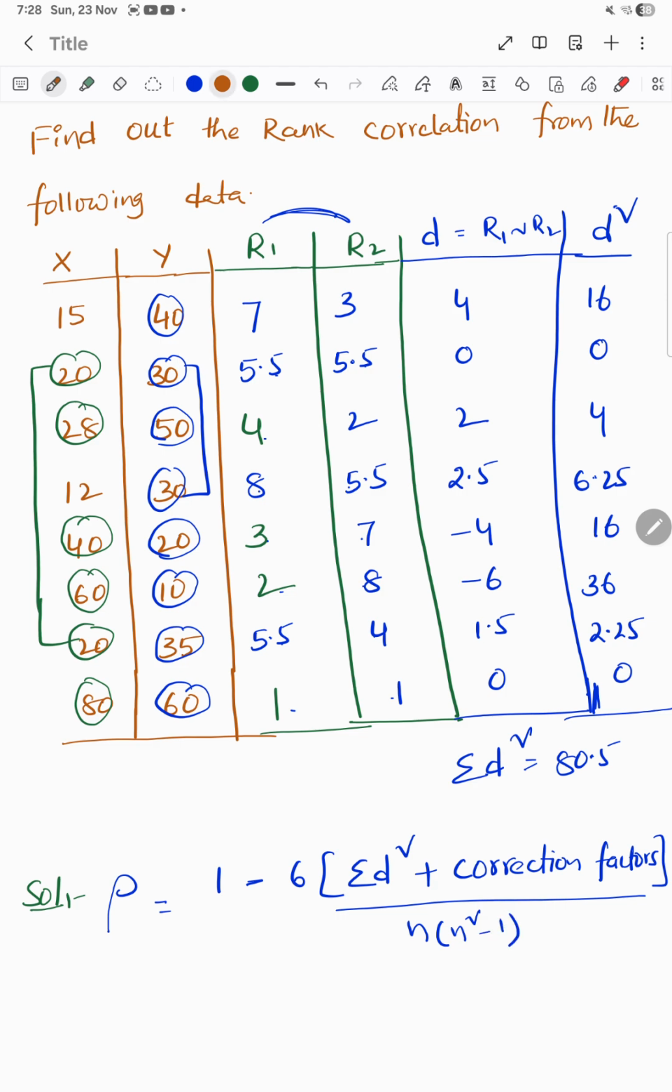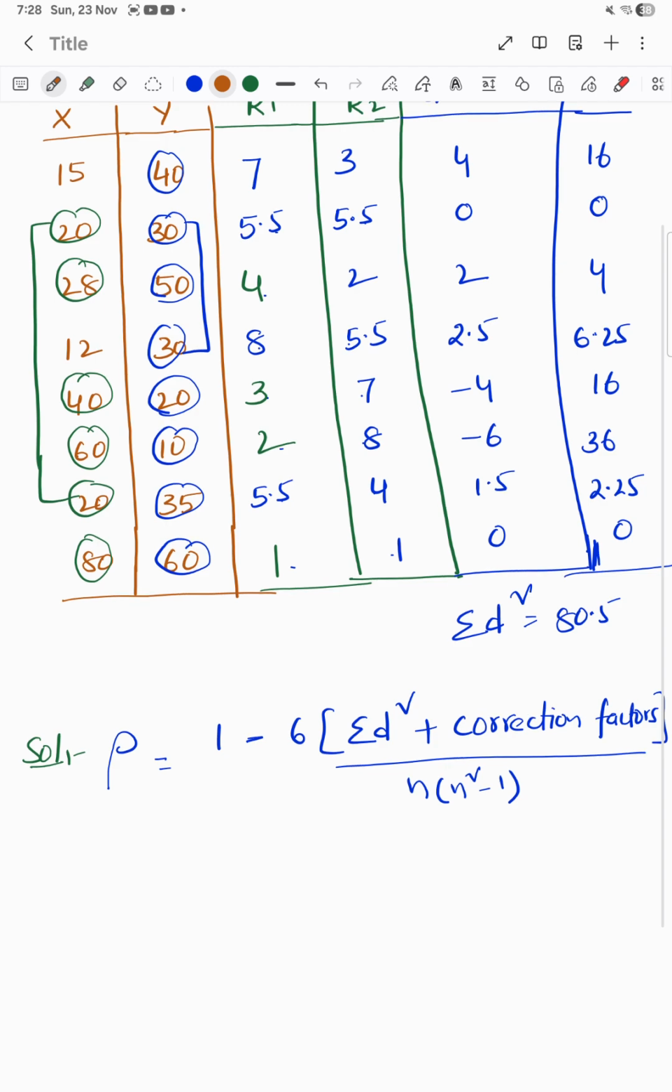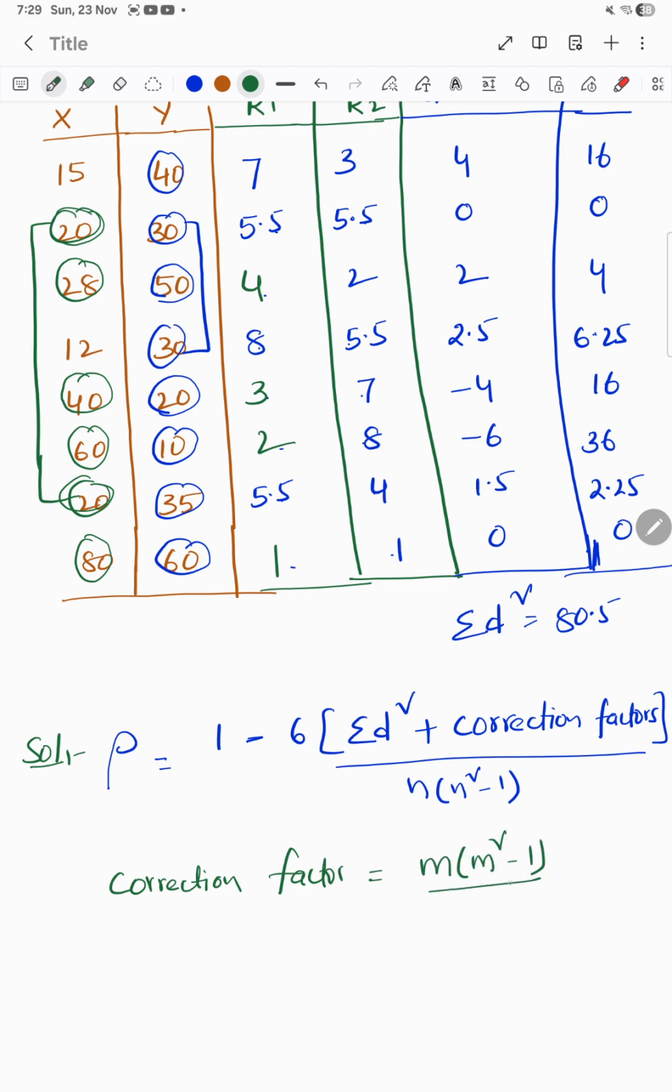So here we have a new word called correction factors. How do we find correction factors, and for what observations do we apply them? It's very simple. Only for those observations that were repeated in x and y we apply the correction factor, which is calculated by m into m square minus 1 by 12, where m is the number of repetitions.